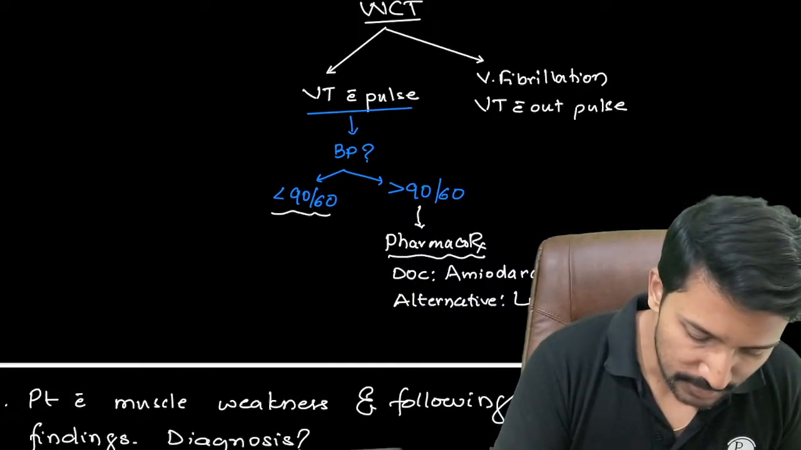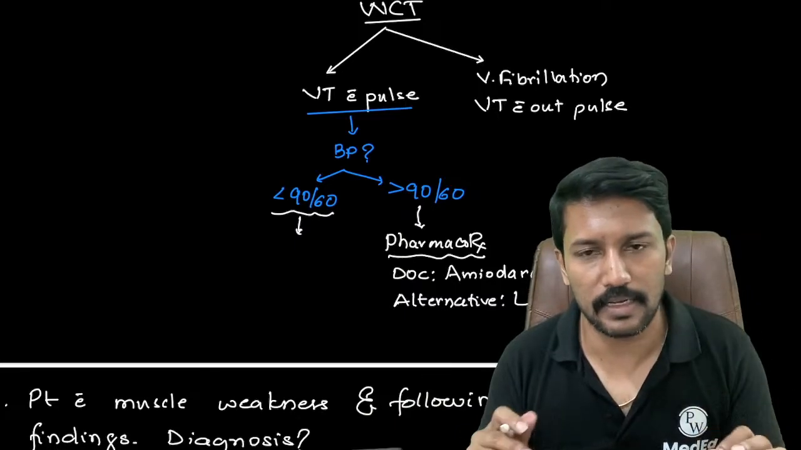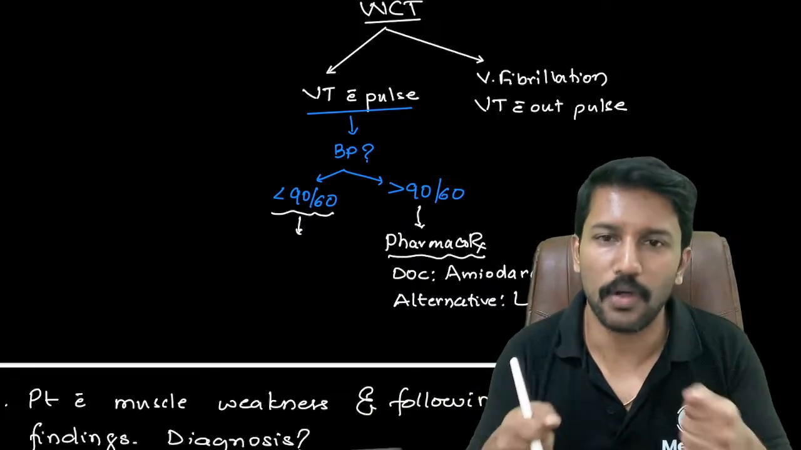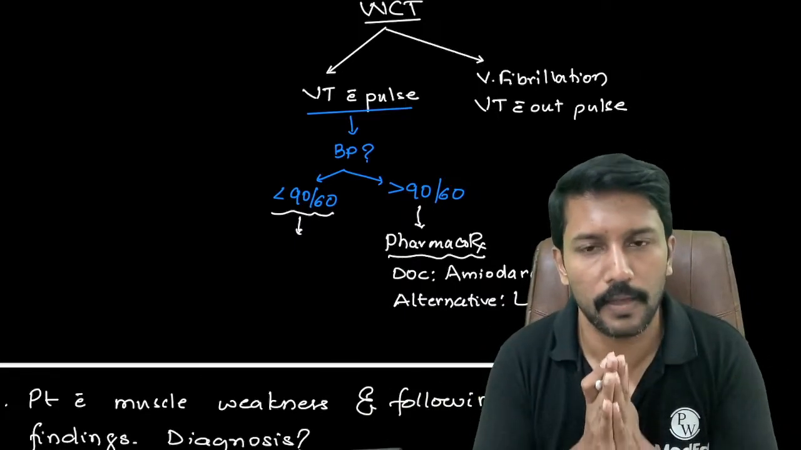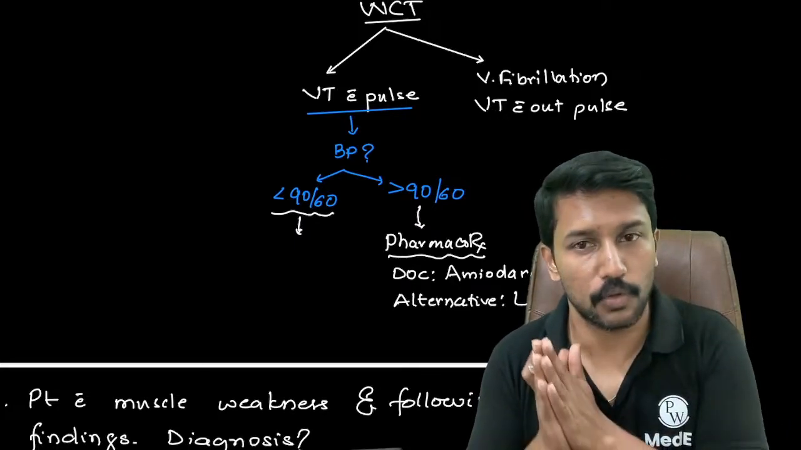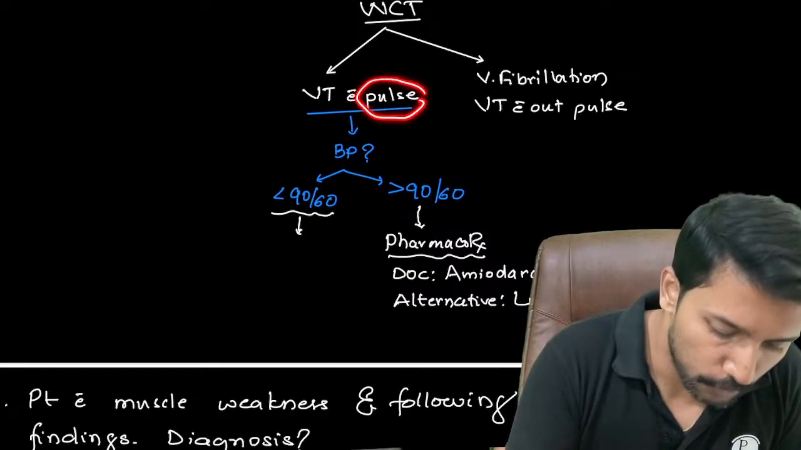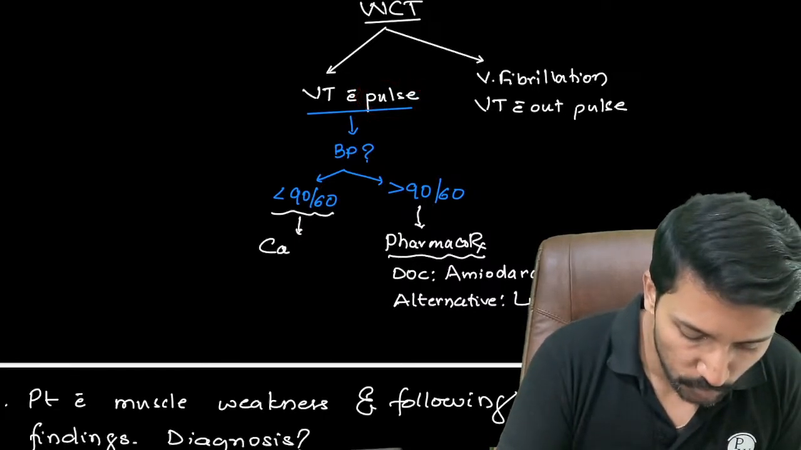And if the BP is less than 90/60, we need to give a shock. For any arrhythmia, when BP is less than 90/60 or not recordable, shock is the treatment, no role of drugs. The two types of shock, as we know, are cardioversion and defibrillation. So for VT with pulse, please again pay attention, we do cardioversion.